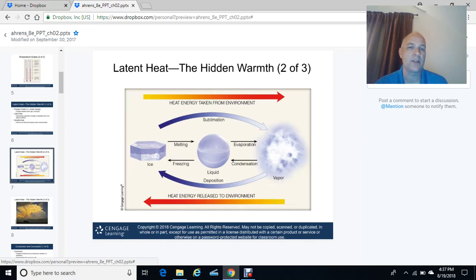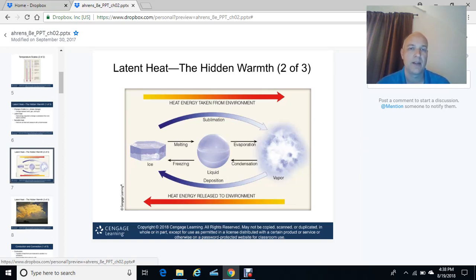Free is a shortened form for freezing. C, condensation. D, deposition. And what they do, freezing, condensation, and deposition, they release heat to the surrounding air. So heat energy is released to the surrounding environment. And that's shown here in the bottom part of the phase change diagram.